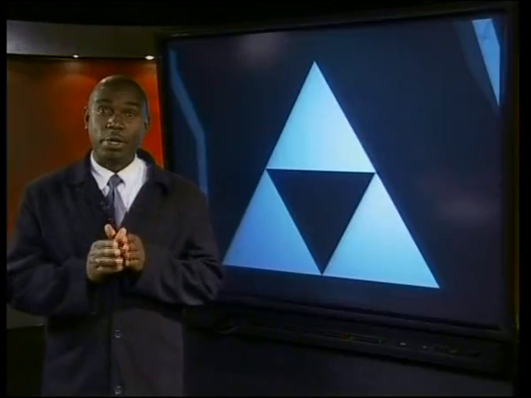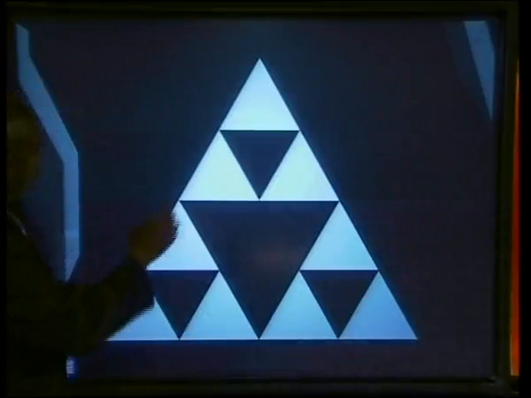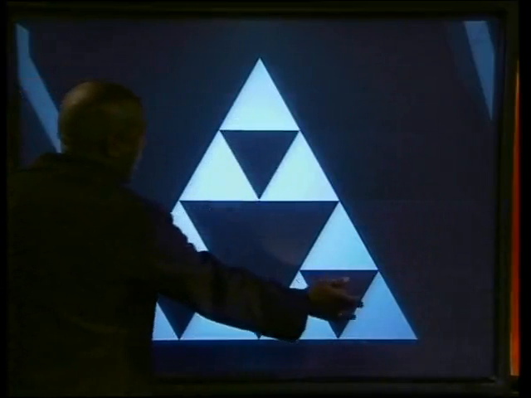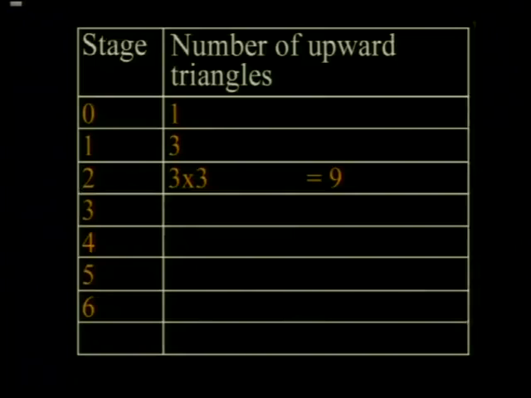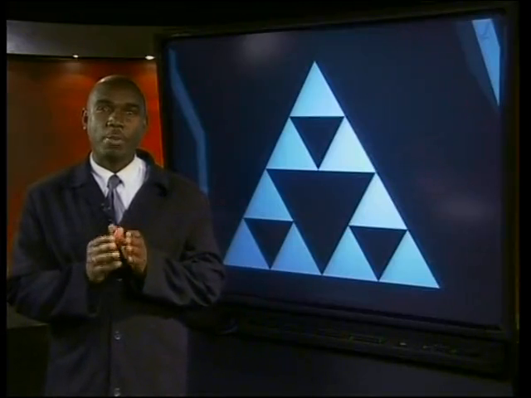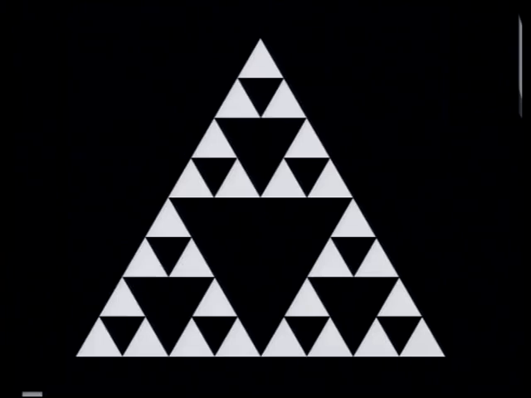At stage 2, midpoints of each side of the 3 new triangles are joined, and we get 1, 2, 3, 4, 5, 6, 7, 8, 9 triangles. At stage 2, we have now 3 times 3, which gives us 9 triangles. Do you see what pattern we are making? What do you think will happen in stage 3? How many triangles do you think we'll make? If you count this carefully, you should get 27 triangles.